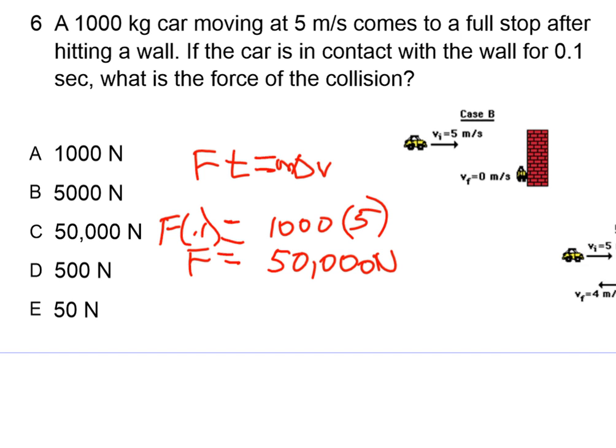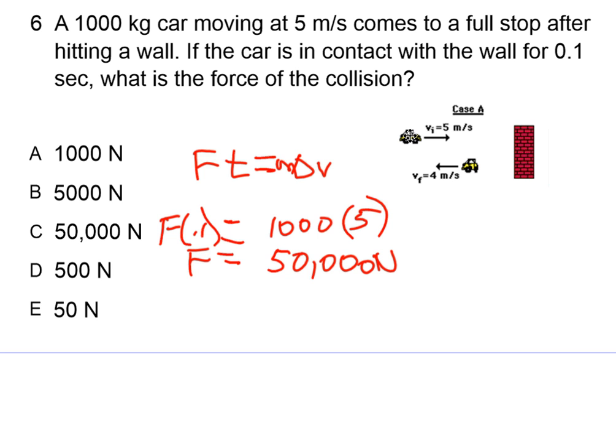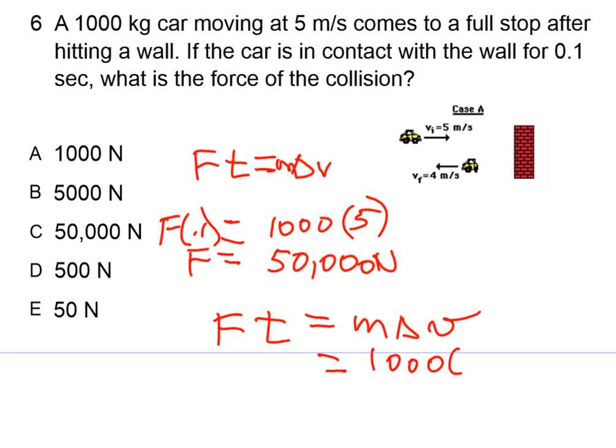Of course, if you do it for the other example, then Ft equals m delta v. The change in momentum now is equal to 1,000 times 9, and if the time in contact is 1/10 of a second, then the average force is going to equal 90,000 newtons.